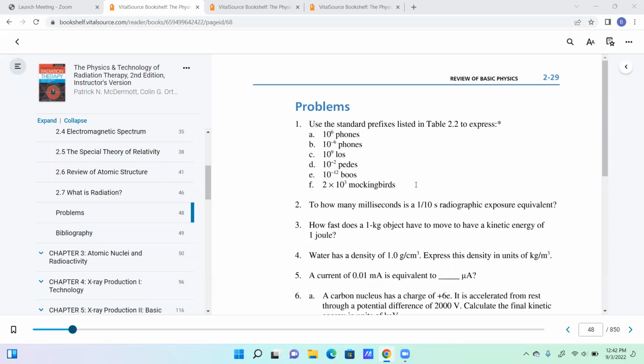This is going to be a mini lecture over the problems out of chapter 2. I'm going to go through these one by one so that you can get a flavor for what's to be expected of you. We're going to look at problem 1 to start. Use the standard prefixes listed in table 2.2 to express all of these.